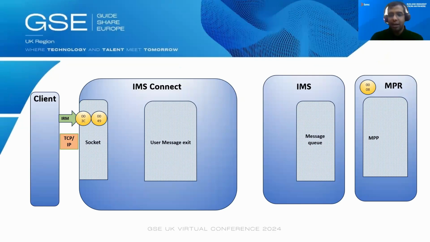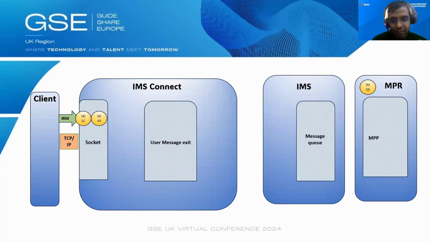Here we will see how IMS Connect receives client messages, processes them, and sends a response back to the client. The flow will always start with the 0008 event ID, which brings up the MPR region, the message processing region. Once that's done, the client can start sending messages to the IMS Connect socket. The client sends messages via the TCP/IP port to the IMS Connect.